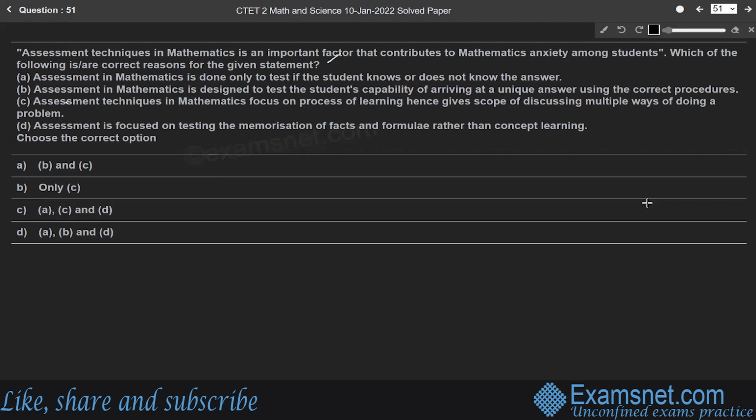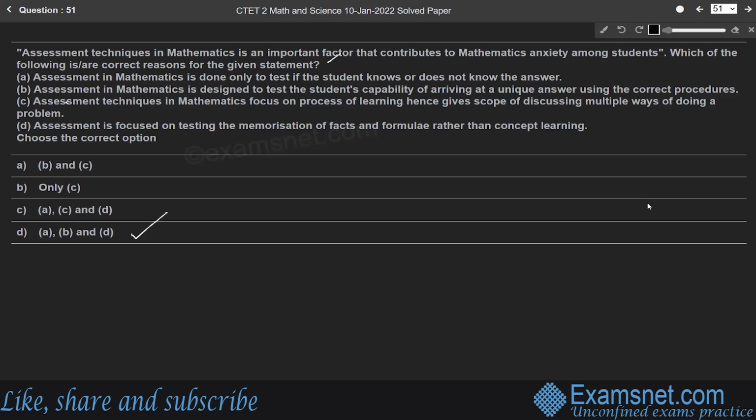Assessment techniques in mathematics focus on the process of learning, hence give scope for discussing multiple ways of doing a problem. Assessment is focused on testing the memorization of facts and formulae rather than concept learning. Choose the correct answer. Here in option D, statements A, B and D are correct.